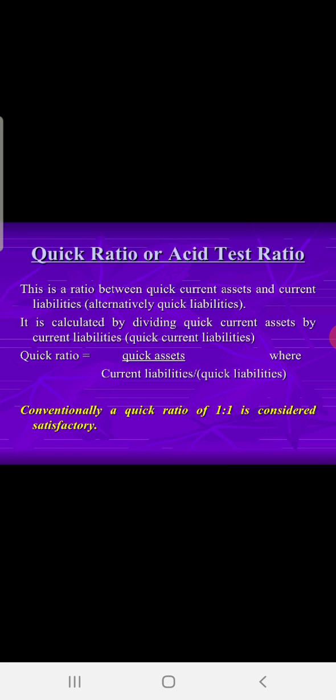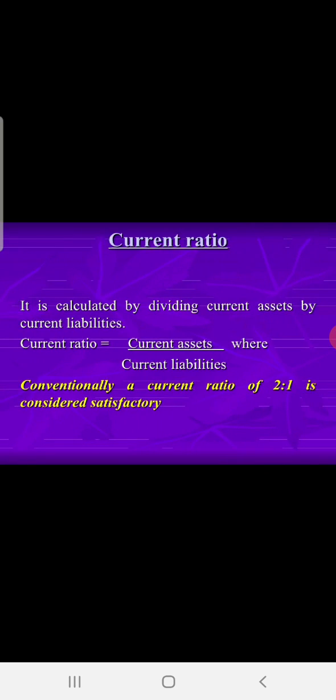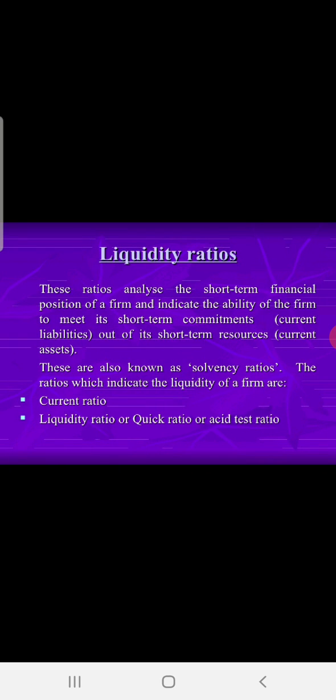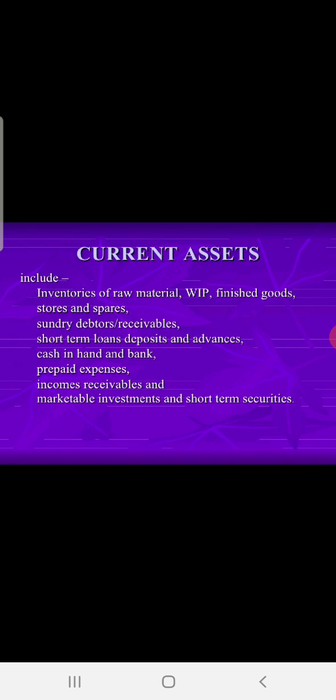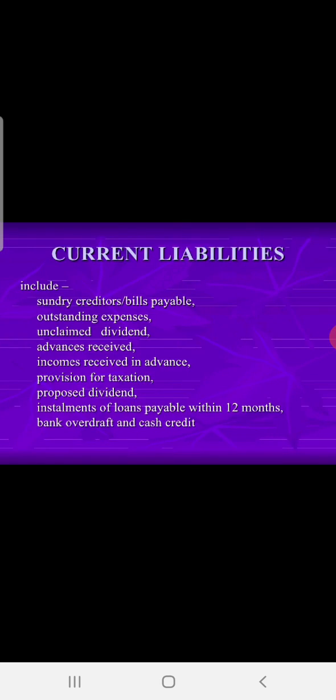This is all about the liquidity ratio. I am again going to confirm what the liquidity ratio is. Liquidity ratio means analyzing the short-term financial position of the firm and indicating the ability to meet short-term liabilities. It is also called solvency, and it is divided into two types, that is current ratio and liquidity ratio. For the current ratio, you have to consider the current asset with the current liability, and the favorable ratio should be 2:1, meaning your assets should be double your liabilities. Okay, what are the assets?